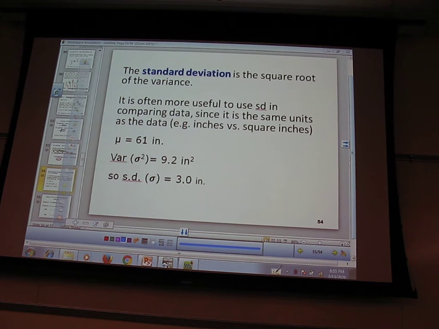Yeah? So would it be right to say that variance is like the range of deviation? Variance is, wow.